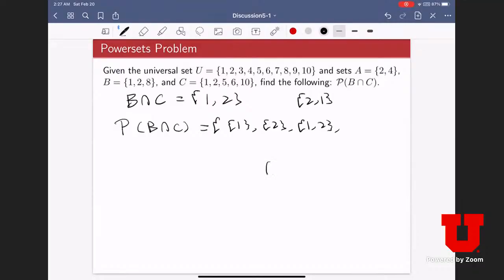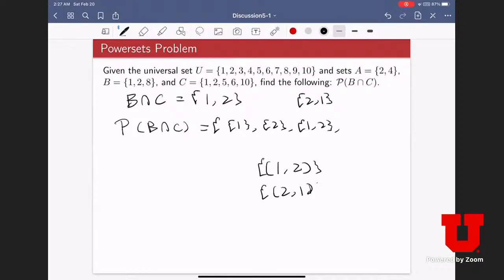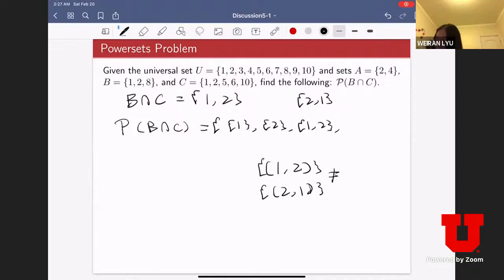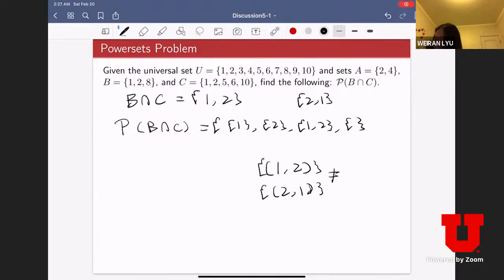If you have an ordered pair, then these two are not equivalent. They are two different sets. But since you only have sets here, would it be the empty set? Yep, exactly, the empty set. The empty set is a subset for all the power sets, no matter what you have right here. You will always have an empty set.